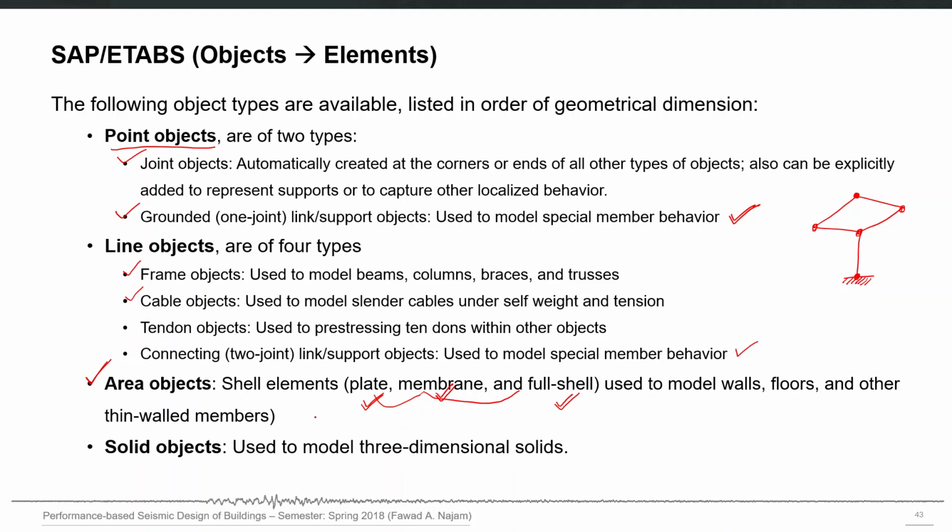And then we also have solid objects. They are only available in SAP 2000, not available in ETABS, and they are used to model three-dimensional solids, for example pile caps or thick raft foundations.